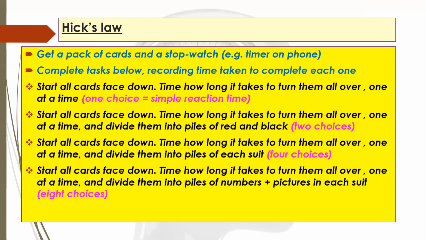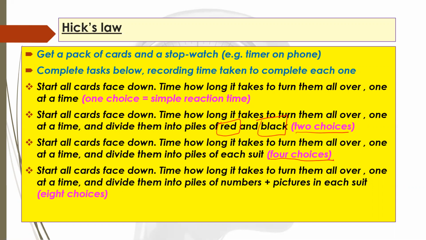If you did that process again, but this time, once you've turned them all over, divide them into red and black. So now instead of just one choice, you've now got two choices going on. Third time, turn them all over, one at a time. This time you're dividing them into piles of each suit. So you've got clubs, you've got hearts, you've got diamonds and spades. 4 choices. So how long is that going to take?